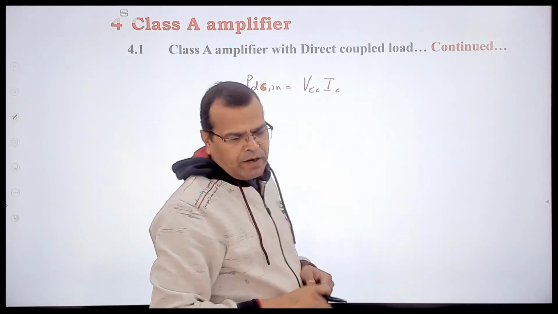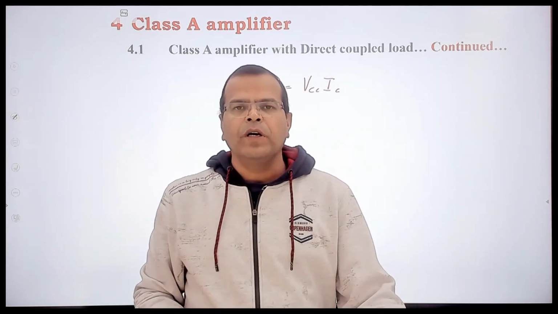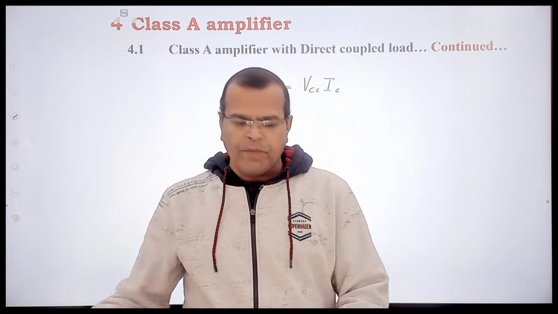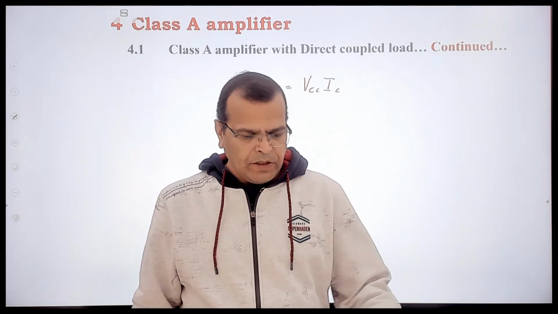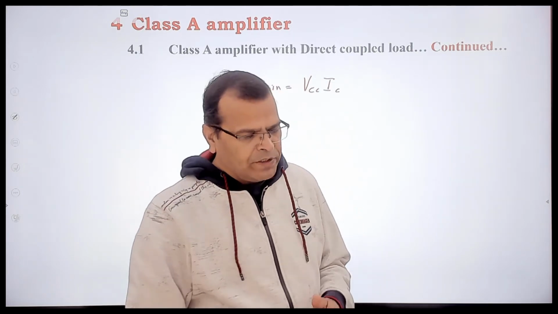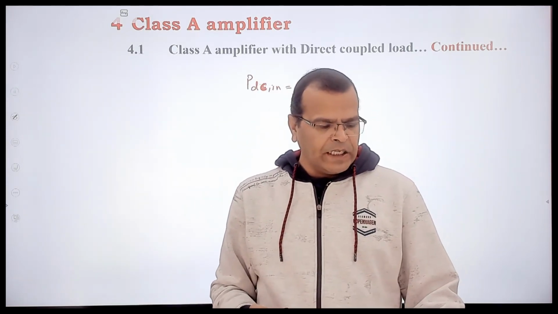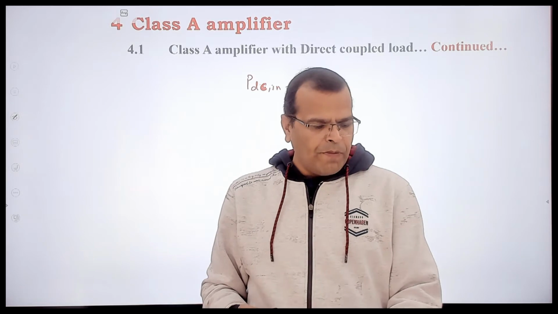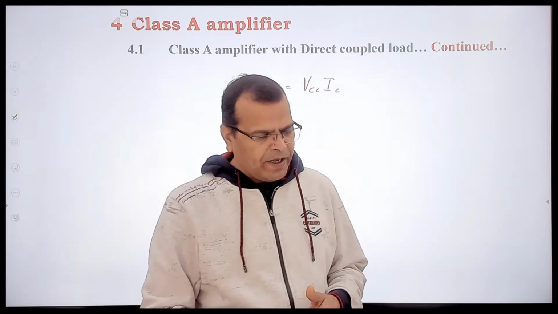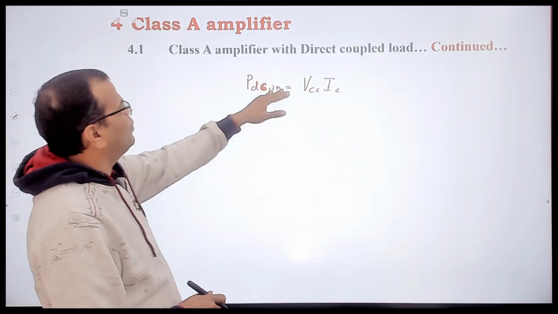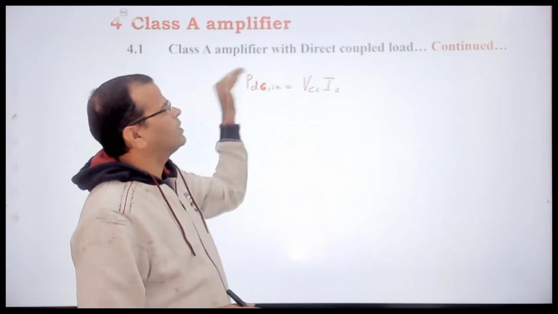That is the power which is fed to the BJT, right? Or rather, this is the DC power which is coming from the DC power supply. So we can say this is the DC input power of the amplifier. So the DC power input, the DC power coming from the supply, is this.